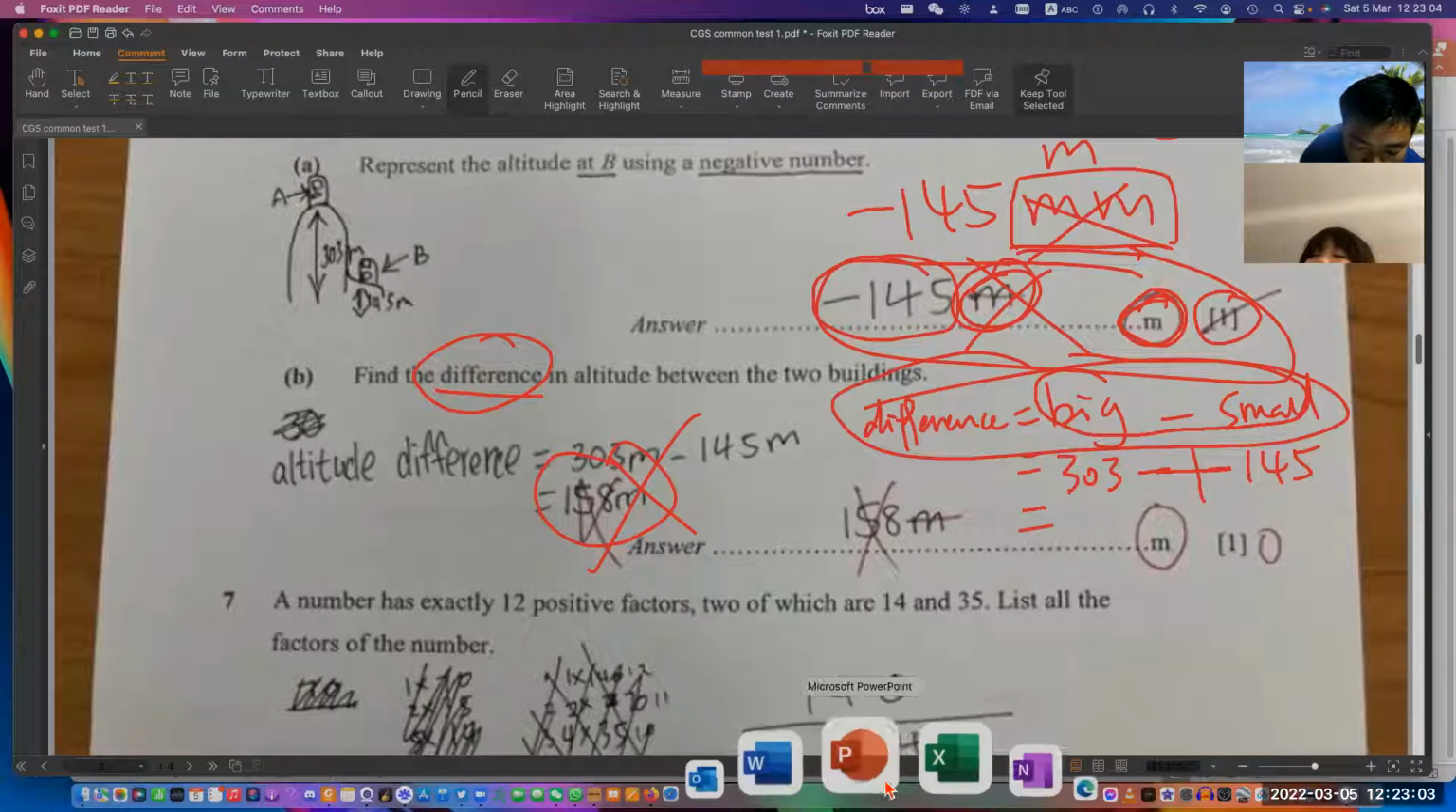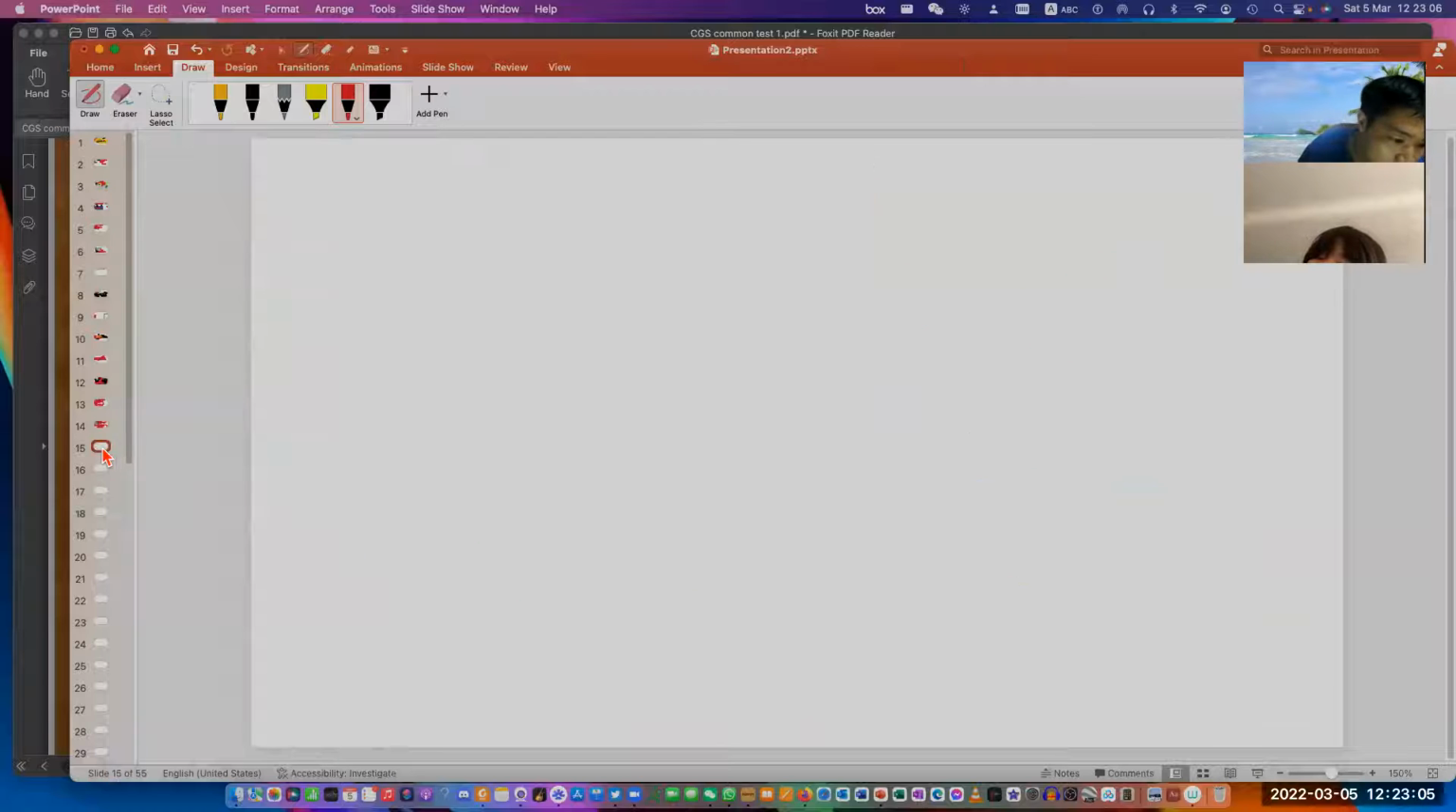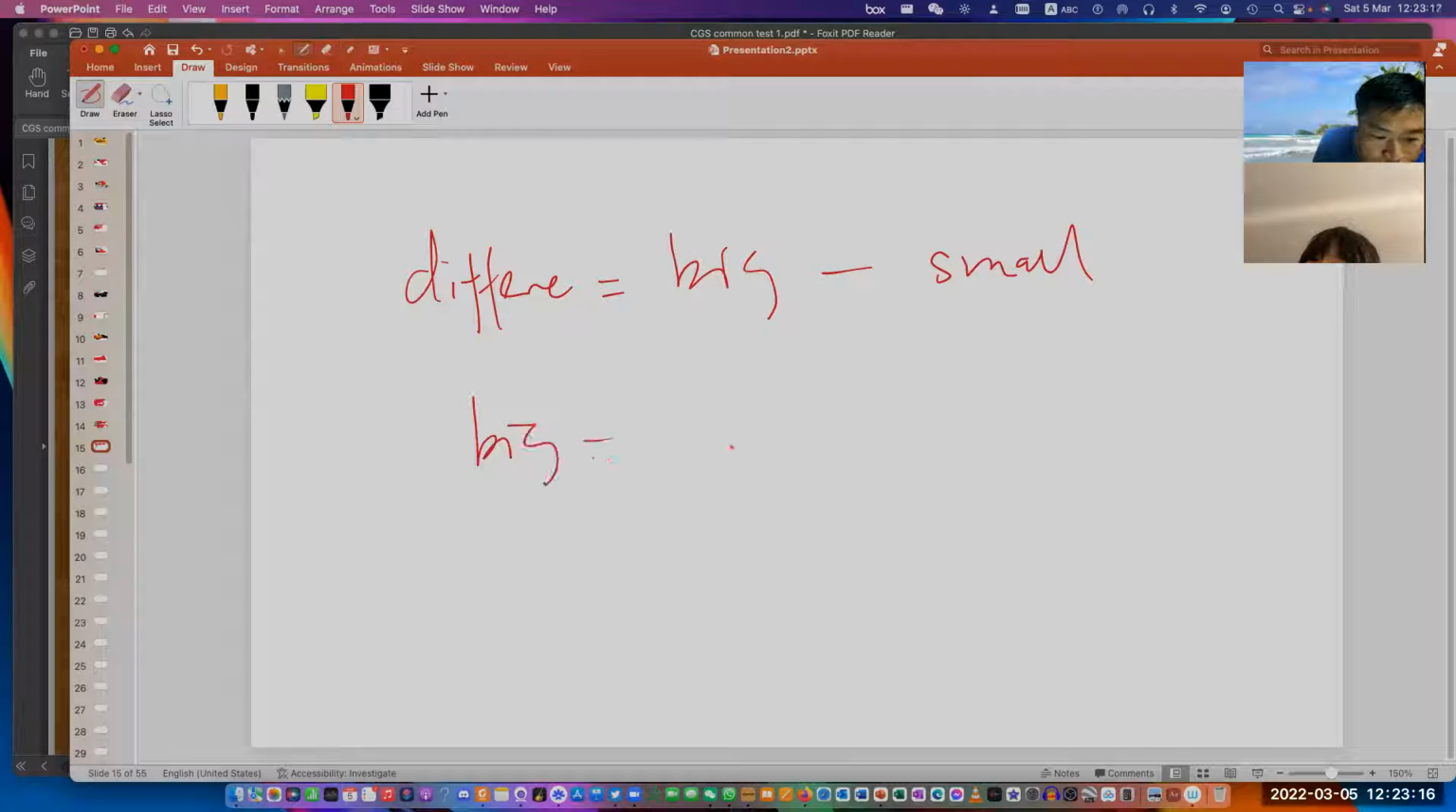So I can give you another question. What's the formula for difference? Just write it down first, big minus small, right? So if I give you the peak temperature is minus 2 degrees Celsius, I can give you small is minus 3 degrees Celsius. You don't care whether it's minus or plus. You just plug it in. So the big one is minus 2 degrees Celsius. Okay, there is no unit needed.